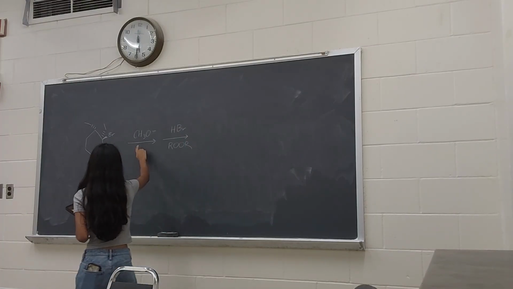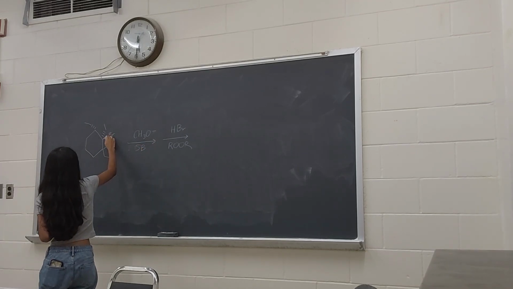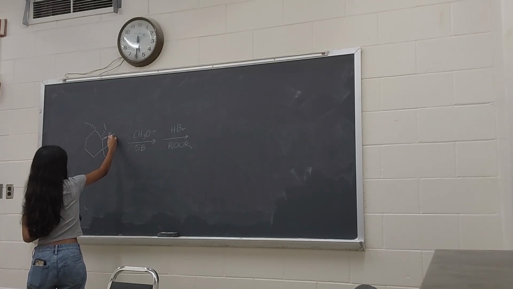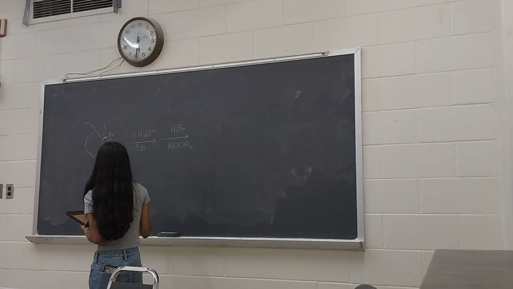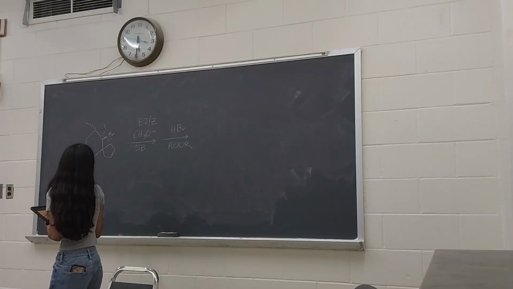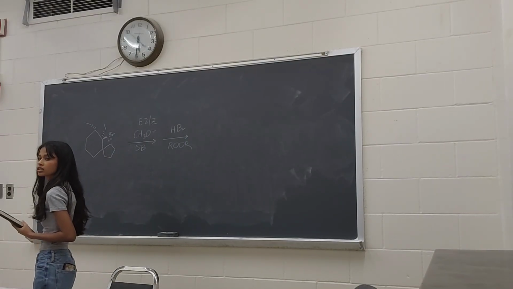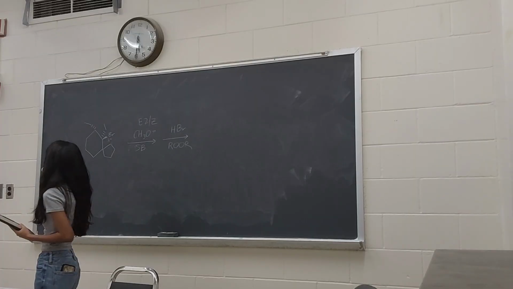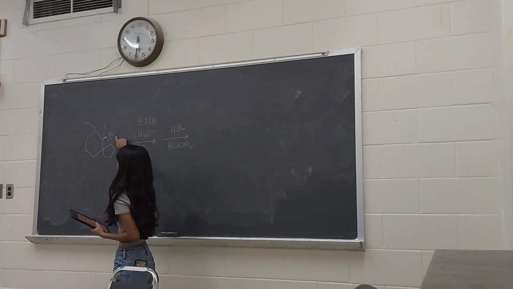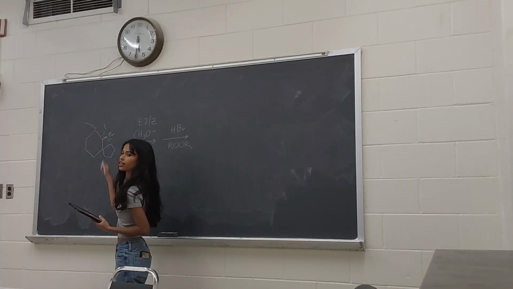Okay, for this one, this is a small base and a tertiary substrate, right? So, E2. But what's different about this one? Wait, I got a question. What is tertiary? So 1, 2, 3. Oh.